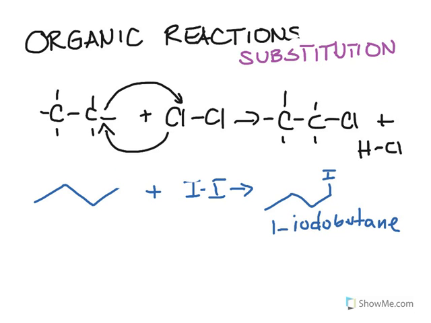It is possible for this iodine to attach itself to one of the internal carbons right here, and if that's the case, then I get this structure with an iodine right here down at the bottom. And since this is now on the second carbon, this will be 2-iodobutane.